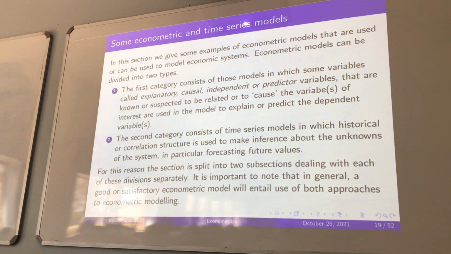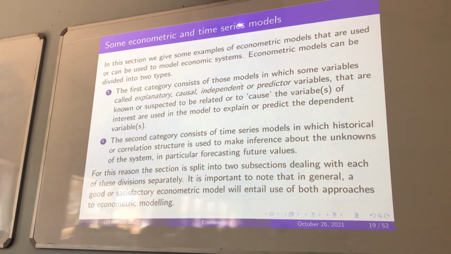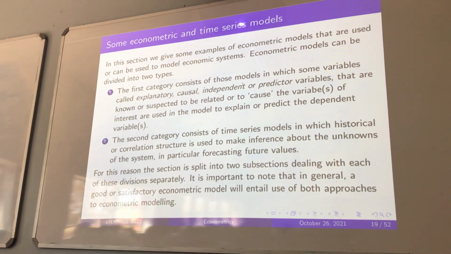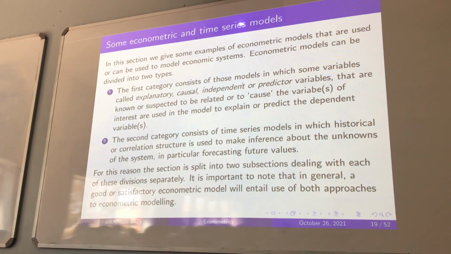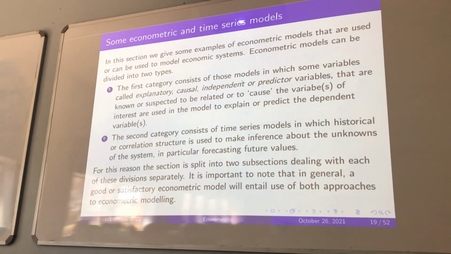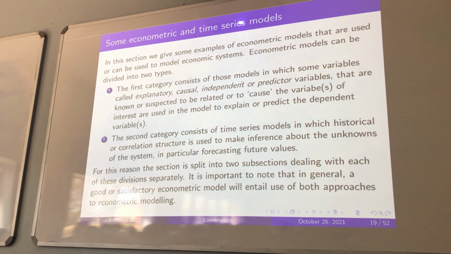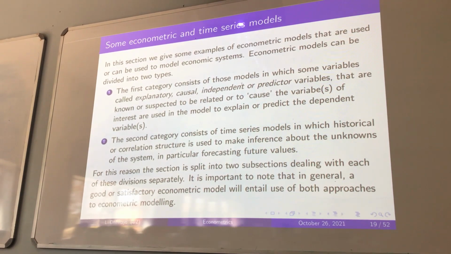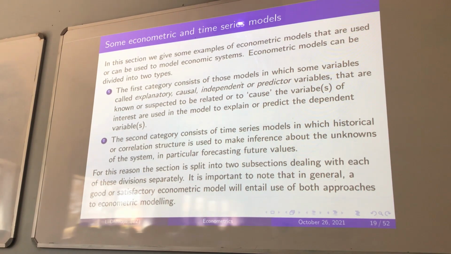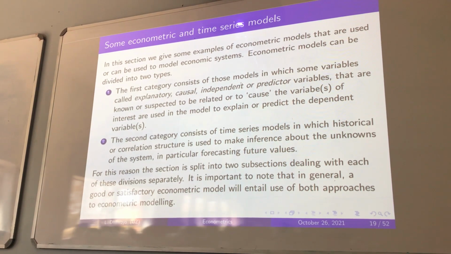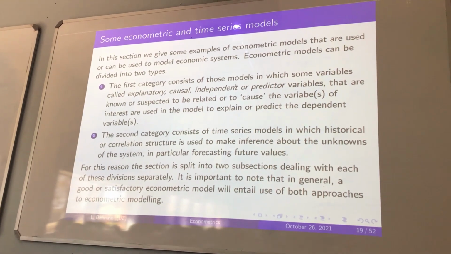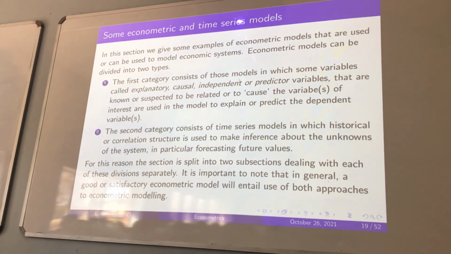Now let's look at some time series and some econometric models. Let's look at those models. In this section we give some examples of econometric models that are used or can be used to model economic systems. Econometric models can be divided into 2 types. The first category consists of those models in which some variables called explanatory, causal, independent, or predictor variables are used. You can see that we're describing the what? So these are different terms to describe what? We can call it what? Explanatory.